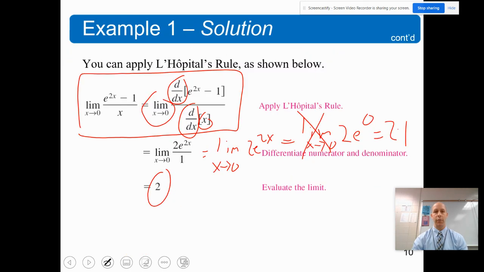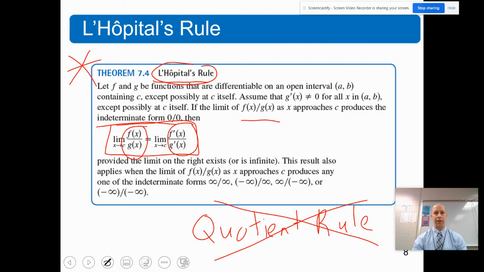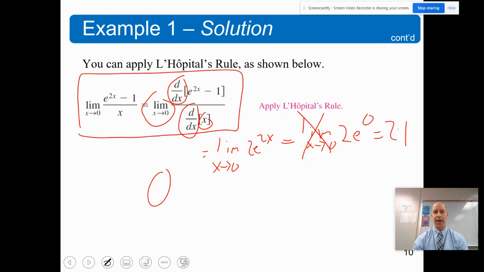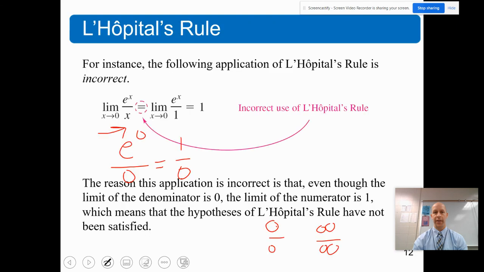Let me go back to that L'Hopital rule page here. Sorry. Provided that the limit on the right exists, the result applies to these indeterminate forms: infinity over infinity, negative infinity over infinity, infinity over negative infinity. Oh, and 0 over 0. Don't forget about that one either. Okay, 0 over 0. It has to be one of those. It does not apply in this particular case because you have 1 over 0. That's not a L'Hopital rule problem.